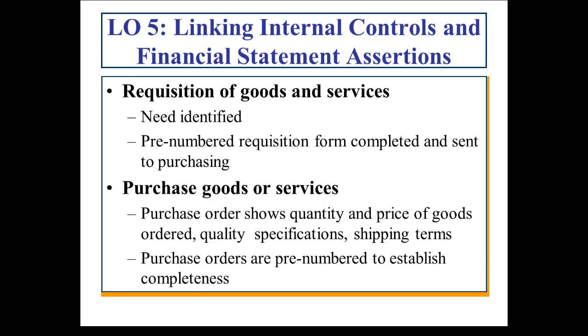Requesting goods and services. We need to look at the process. These requisition forms that are pre-numbered help us to see completeness, don't they? That we have, in fact, accounted for each requisition form. For purchasing goods and services, those purchase orders are going to show the quantity we're purchasing, the price, the various specifications, and terms of shipping, along with other information. And again, these purchase orders should be pre-numbered because those pre-numbered purchase orders and requisition forms really enable us to know that we are accounting for every one of them.